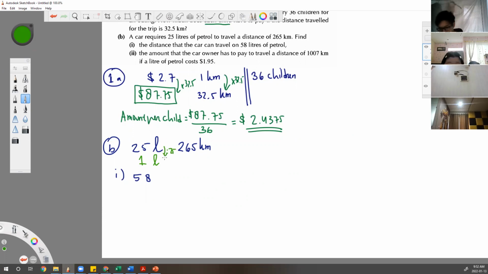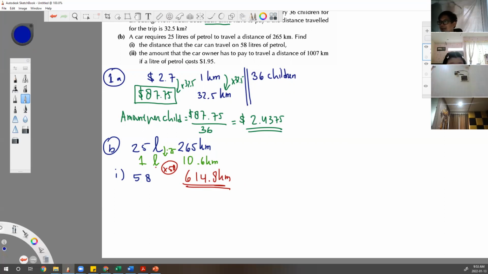So 265 divided by 25, the number is quite not good. Okay, 10.6, quite okay. And then from 1 to 58, you multiply by 58, right? So 10.6 multiplied by 58. The answer will be 614.8 kilometers. That's it.